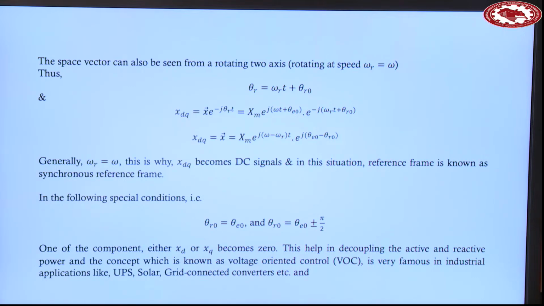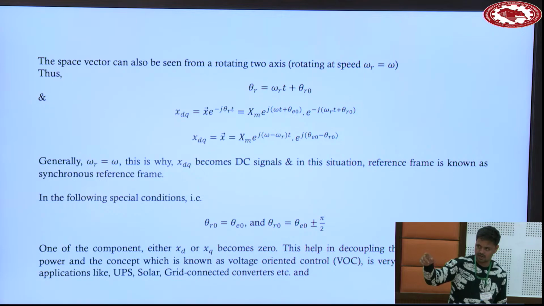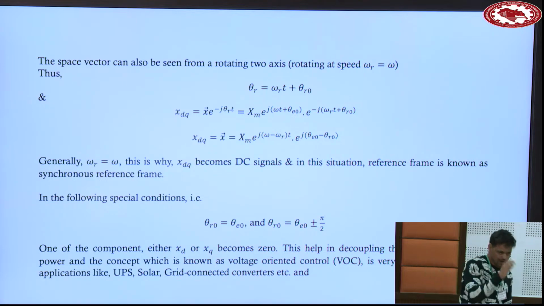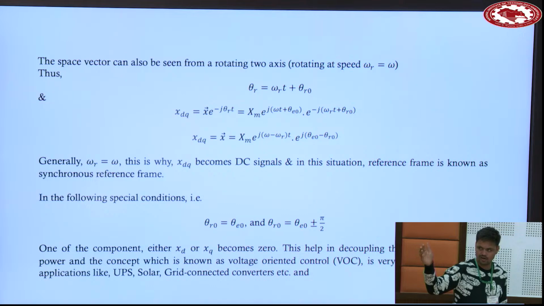Now I want to see the same space vector from a frame which is rotating at theta r, where theta r is equal to omega r t plus theta r naught. At t is equal to 0, the position of the reference frame is at e^(j(theta e minus theta r)). What I am trying to explain is, if you put omega is equal to omega r, irrespective of the initial angles theta e naught or theta r naught, you are going to get DC signals.